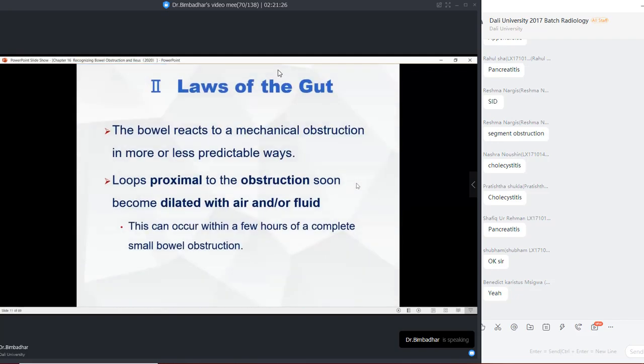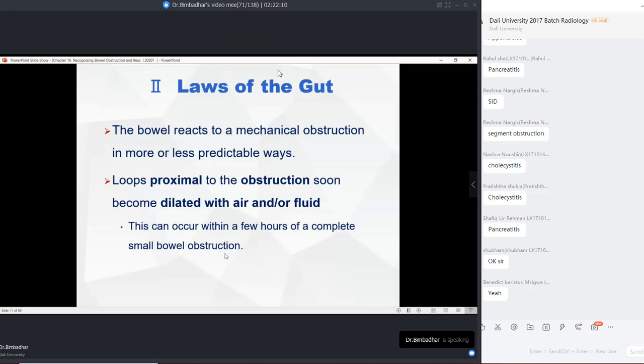There is something called the loss of gut. Last time I also explained the physiological mechanism related to this, but let me recall once again. Do you remember how the bowel reacts to a mechanical obstruction in more or less predictable ways? What actually happens is that loops proximal to the obstruction, listen carefully, loops above the obstruction soon become dilated with air and fluid. This is an acute reaction, and it can occur within a few hours of a complete small bowel obstruction.